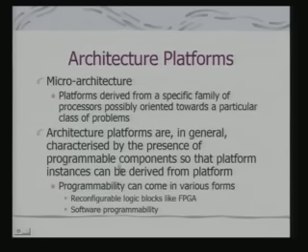Now, this programmable component can come in a variety of forms. One possibility is having reconfigurable logic blocks like FPGA. The other possibility is software programmability. Obviously, if I can put in the software, the behavior changes and you get an instance. On the other hand, I can program FPGA to implement some special functions depending on my application need to suit the platform.